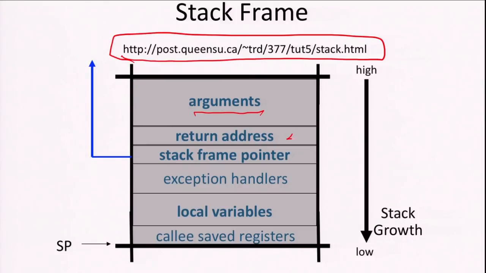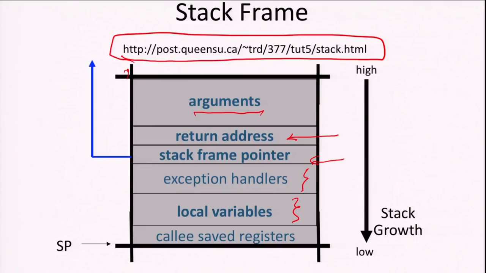Then the return address is pushed. Return address is where the program control should return after the function is over or function returns. Then stack frame pointer points to where this frame starts, which basically means the top of the previous stack frame. Then we have the exception handlers, and then you have the local variables, and then you have the saved registers for the callee.